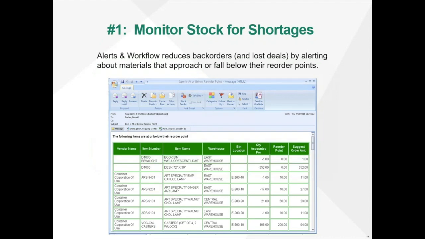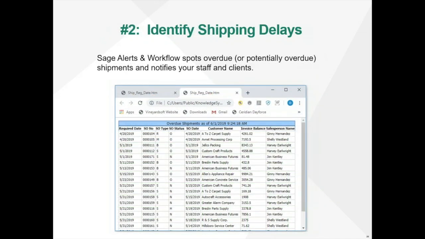Now let's go through what these top 10 uses are. Certainly monitoring stock for shortages. I mentioned it earlier. If you're not able to fulfill an order, perhaps you lose that order. So being able to keep on top of inventory levels. If you happen to be using Sage's Inventory Advisor product as well, Alerts and Workflow works with it to combine its analyses to automatically notify the appropriate people and place the corresponding purchase orders.